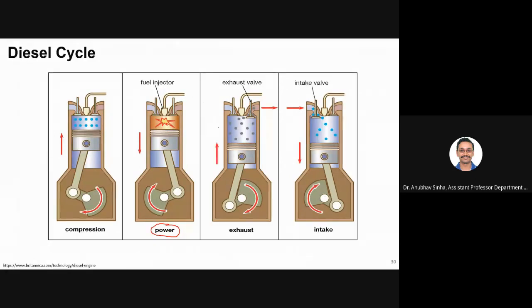Now when you have burnt fuel, you will exhaust. The piston goes up and pushes the burnt gases out. You open the exhaust valve and let the gases go out. Then for inlet, you want to get fresh gas again, right? So you open the inlet valve, the piston is moving down, and the inlet air is sucked inside. Then again the cycle repeats.